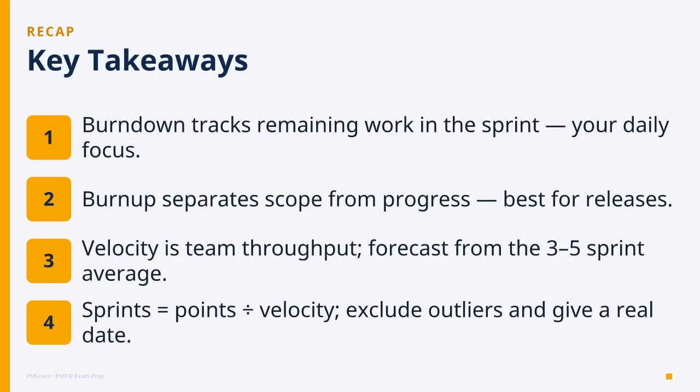Let's tie it together. 1. The burn down is your daily lens on remaining work in the sprint. 2. The burn up separates scope from progress. That's your release chart. 3. Velocity is team throughput, forecast from the 3 to 5 sprint average. 4. Sprints remaining is points divided by velocity. Drop the outliers and give a real date. Get these 4, and the graphic questions on this topic become easy points.